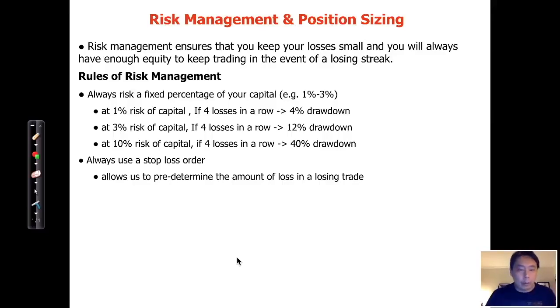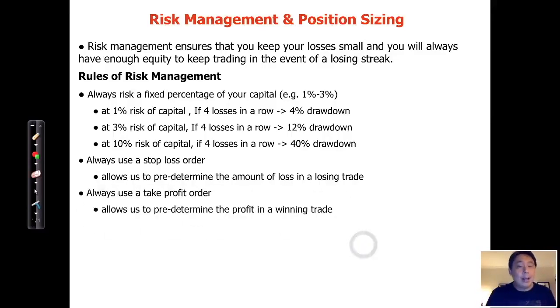So you always keep that really small. Next, always use a take profit order. Well, that's my style at least, okay? Because that allows us to predetermine the profit in a winning trade. Remember, you can only make money at the end of the day if your average win is more than your average loss. You can't control your win rate, but you can control how much you win when you win and how much you lose when you lose.